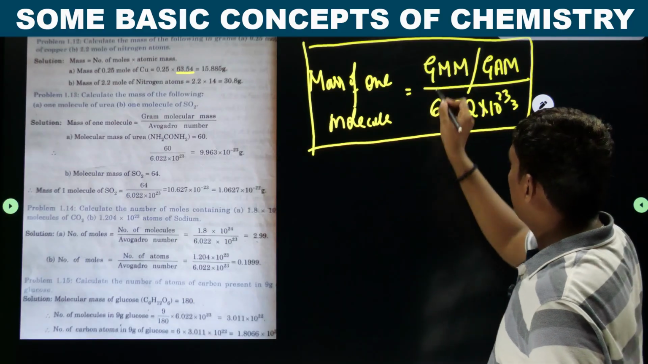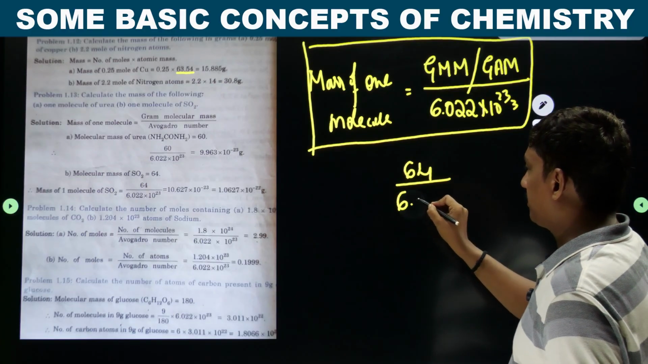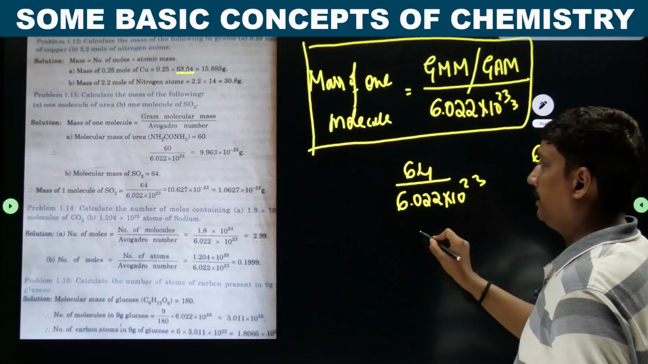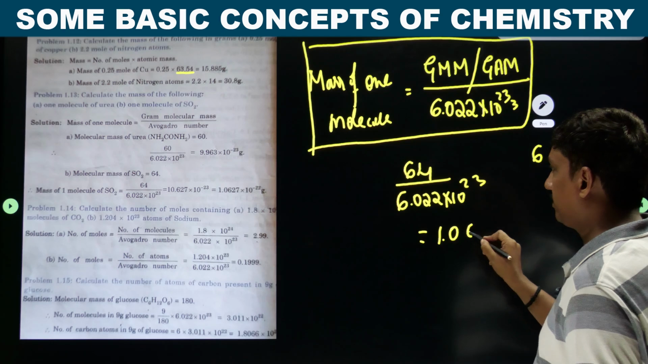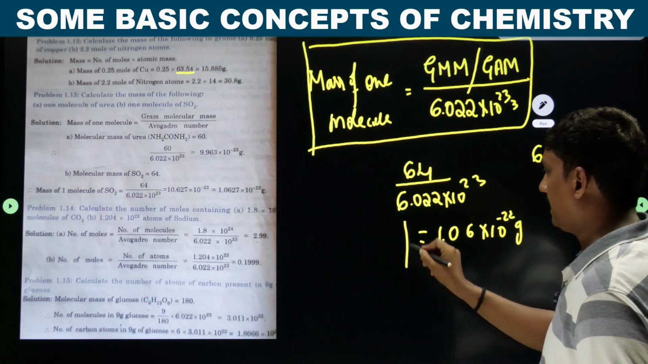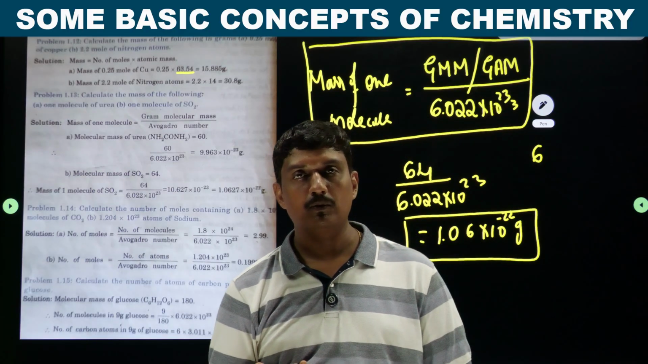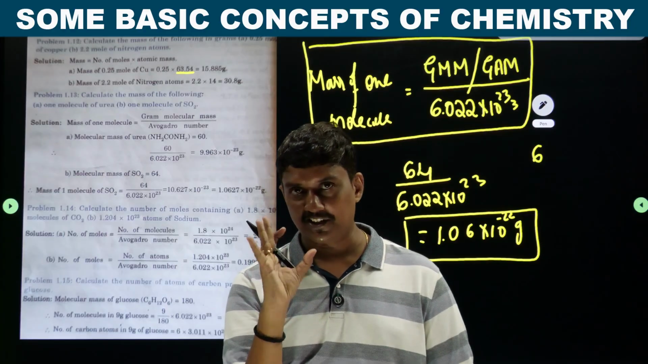64, right? Gram molecular mass 64 divided by Avogadro number 6.022 into 10 to the power 23 is equal to 1.06 into 10 to the power minus 22 grams. So in a simple way it can be calculated. That is the first formula and the second formula.